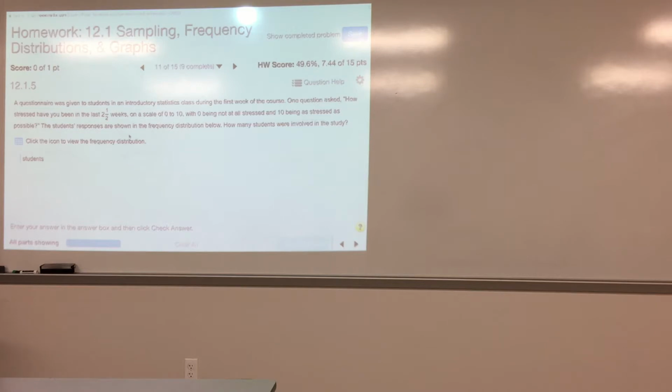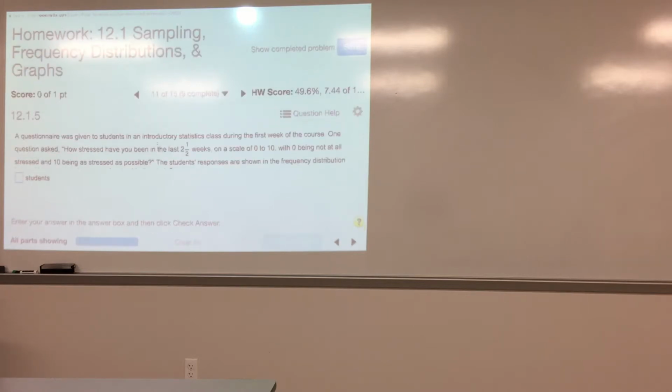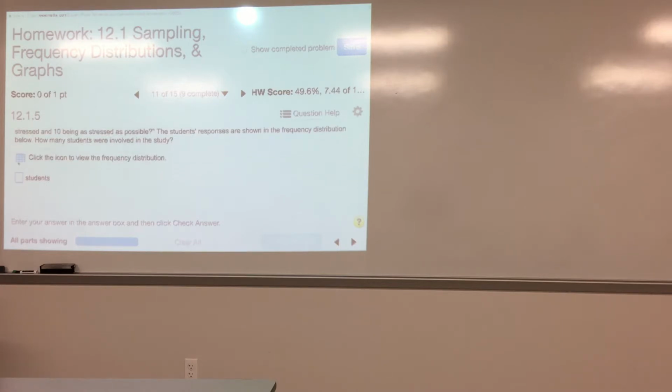All right. It says a questionnaire was given to students in introductory statistics class. One question asked, how stressed have you been? There we go. Another one of those in the last 2.5 weeks. So the students' responses are shown in the frequency distribution below. You have to actually click this box. But let's go look at the question first. How many students were involved in the study?